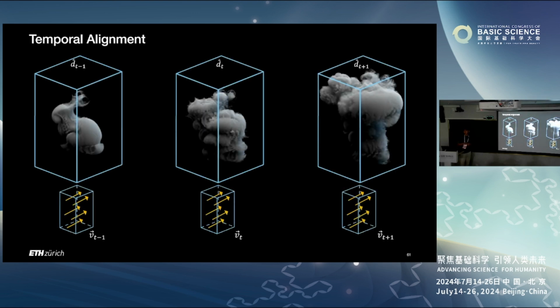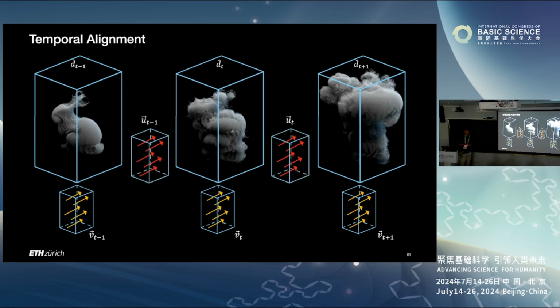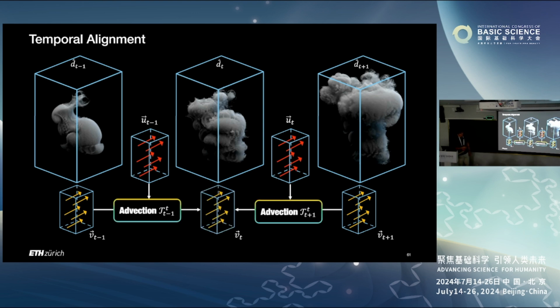And finally, we tackle the heavy temporal flickering issue. The basic idea is that we already have an underlying velocity field from the simulation, so we could use it to temporally smooth the generated stylization velocity fields.